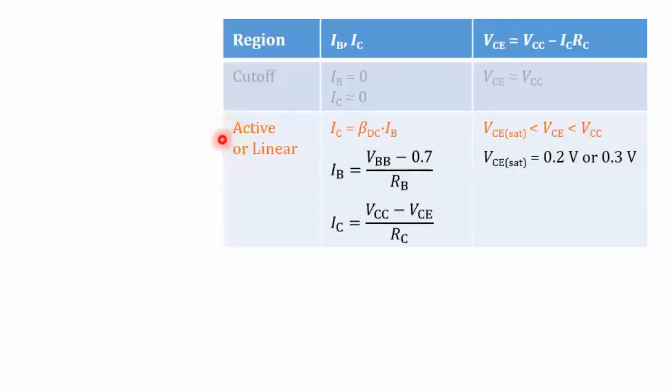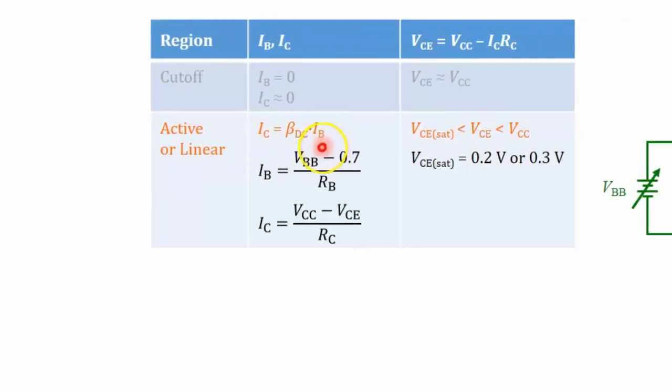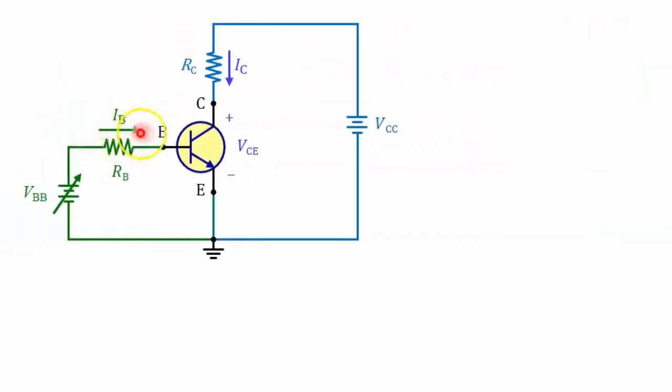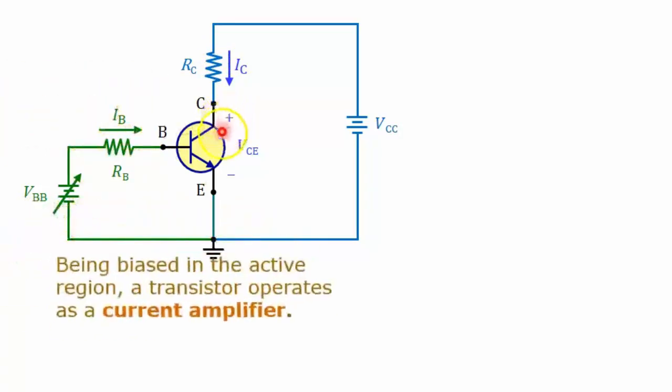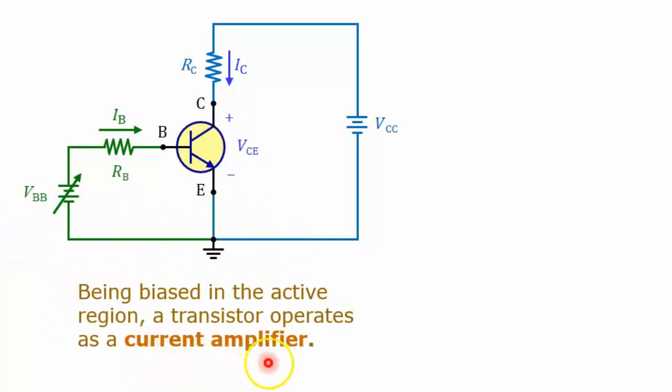When a transistor operates in the active region, IC is equal to beta multiplies IB. When IB increases, IC increases proportionally. Therefore, the transistor operates as a current amplifier when it is biased in the active region.